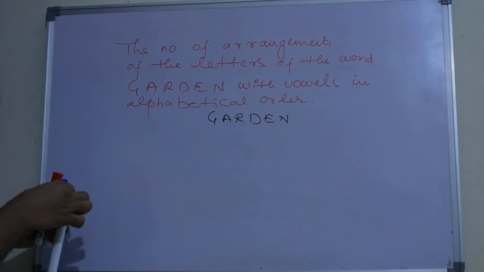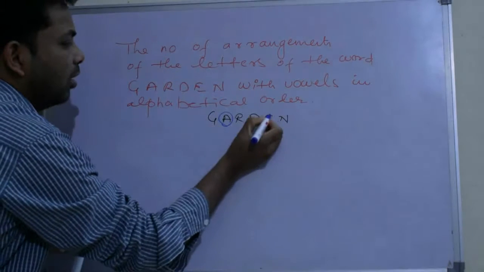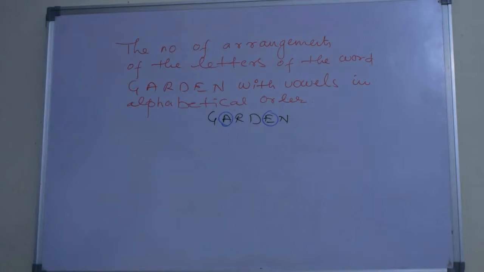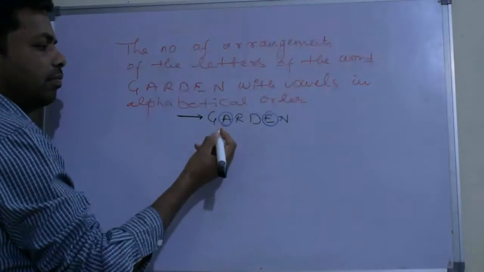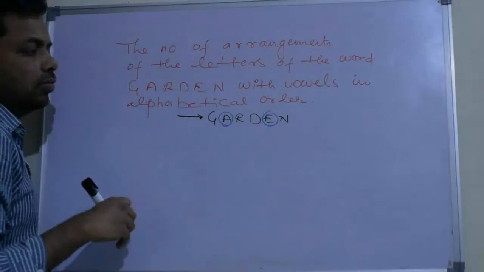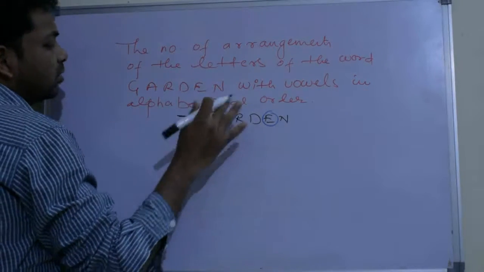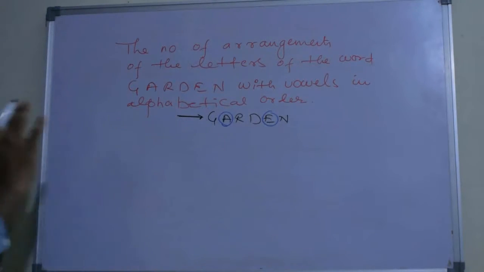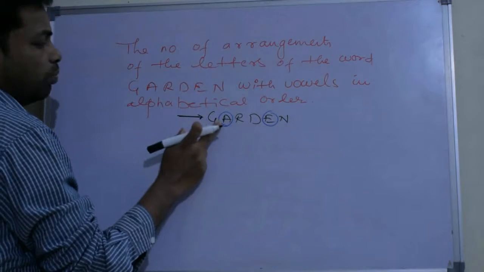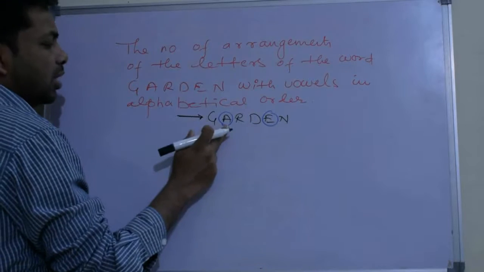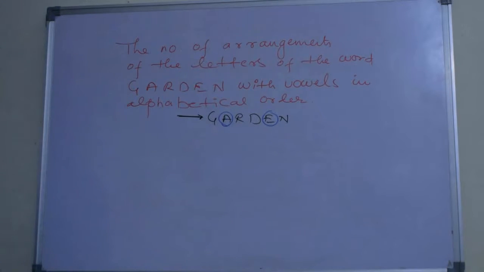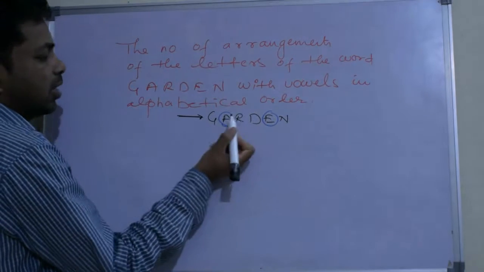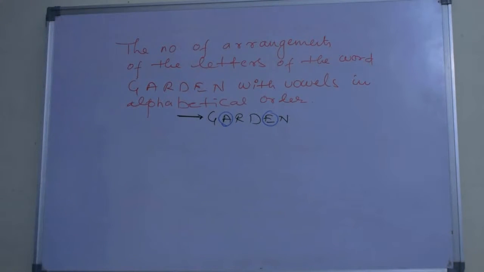So, what are the vowels here? The vowels are A and E. So, what is the alphabetical order? Alphabetical order is AE. So, the word garden itself contains the vowels in alphabetical order. So, A should come first, later E. With respect to vowels, A may be in the first place, maybe second, maybe third, but E should be later. E should be placed after A. So, the position number of E must be greater than the position number of A. That is the condition; alphabetical order means that.